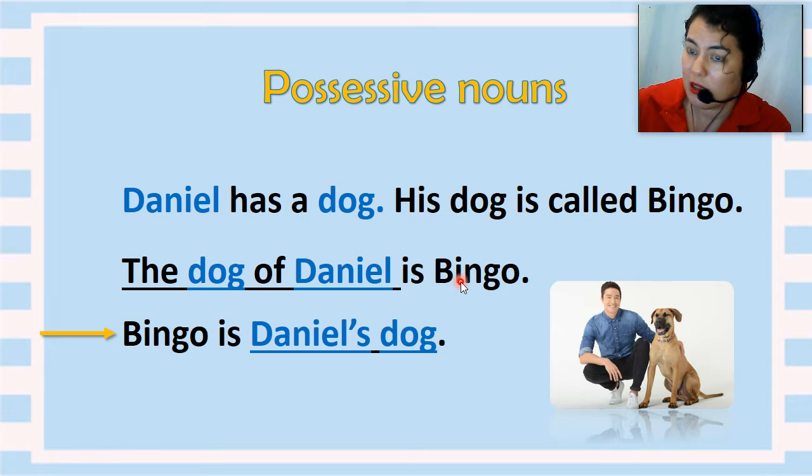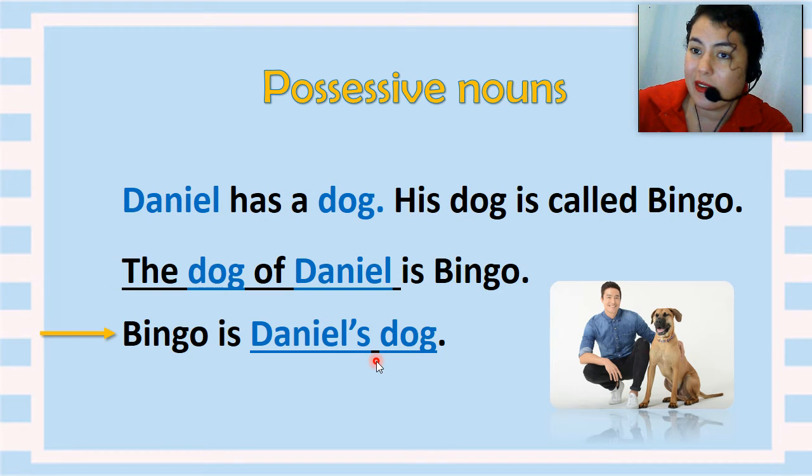But in English, instead of saying it in this order, we add an apostrophe and an s to the owner. Daniel is the owner of the dog, and then we write the word that shows who or what is the thing that is possessed. Bingo is Daniel's dog. Instead of saying the dog of Daniel, we say Daniel's dog.